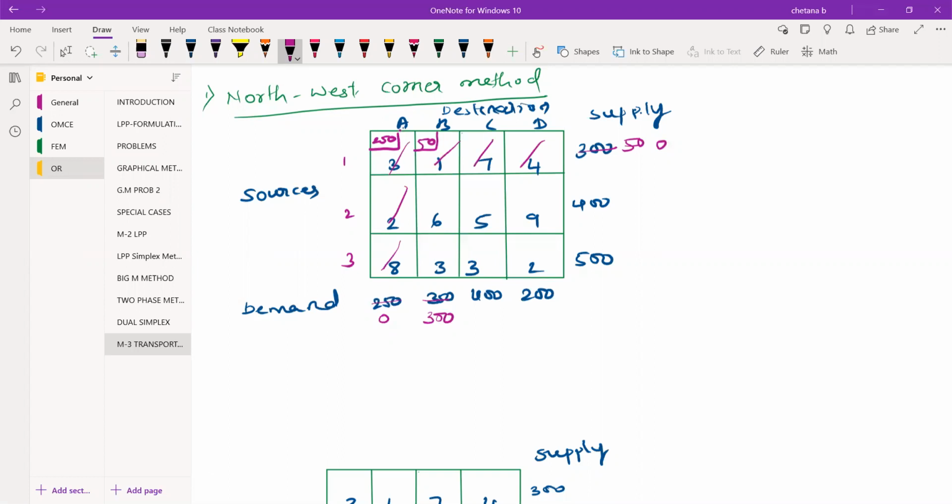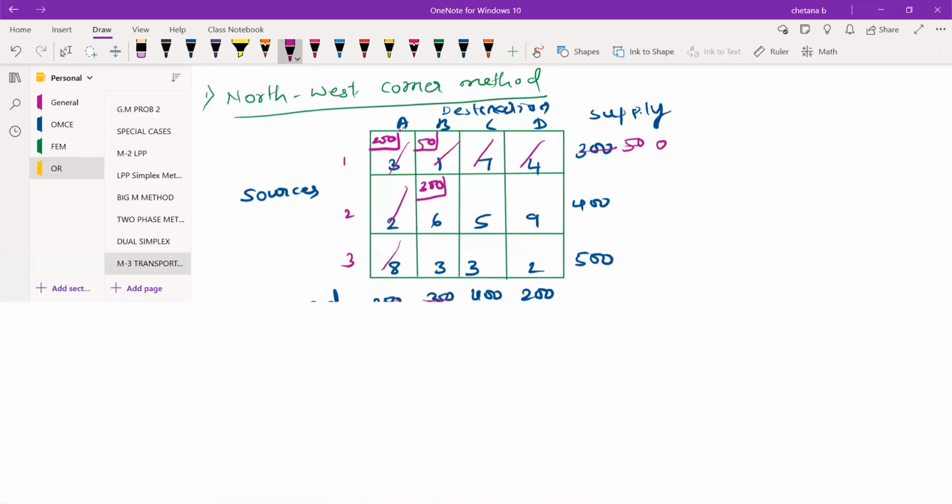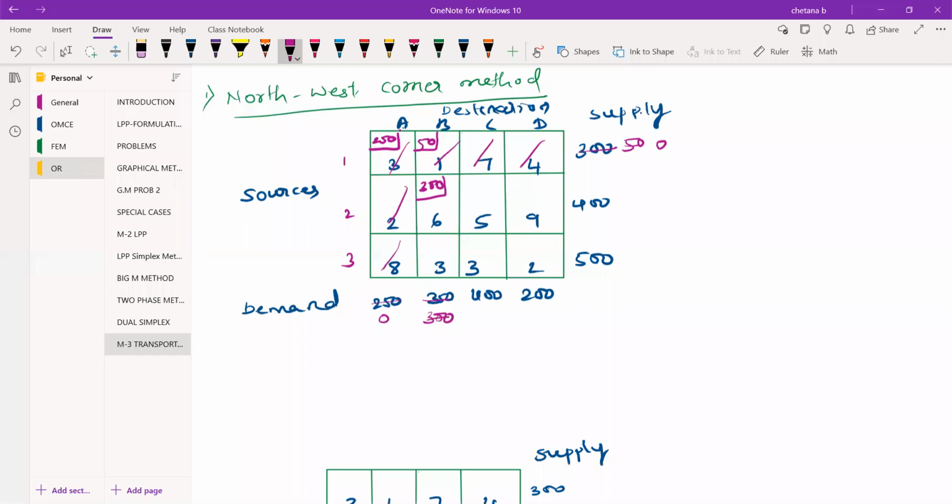Similarly, again, if you start freshly from the 6th cost value, 6 5 9 3 3 2, this would be the northwest corner. Now again you need to compare demand and supply, which is the minimum one? Demand is lesser than supply, so allocate 300. This is 0 and here you are getting 100. What is remaining in the supply is 100. So cut this column.